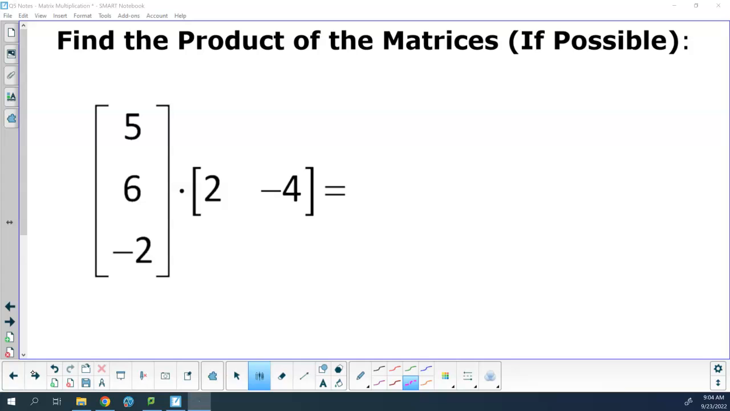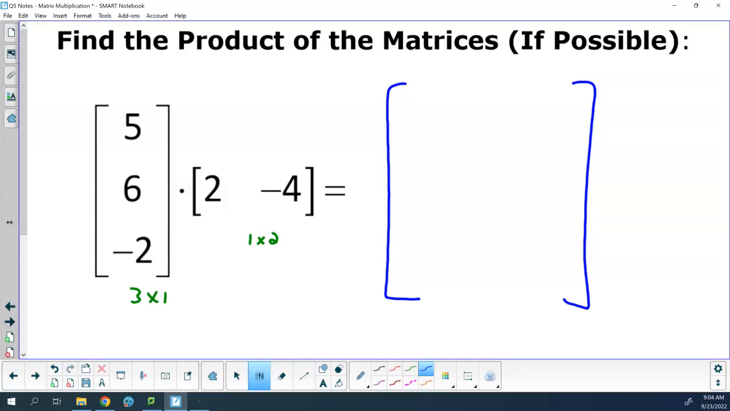Multipliable? Yeah? Dimensions of the first one, Mr. Hirsch. 3 by 1. 3 by 1, I would agree with that. Dimensions of the second. 1 by 2. So what's my result then? 3 by 2. 3 by 2. Yeah. Love it. There's my 3 by 2.